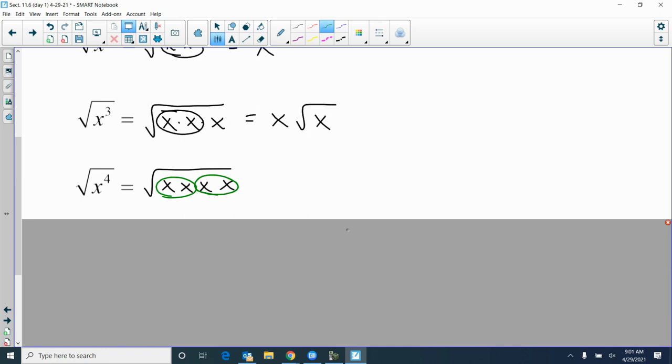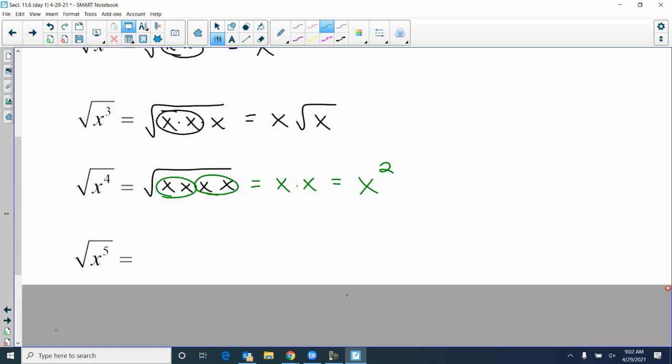Okay, now that means how many are on the outside? X squared on the outside. You get 2 of them on the outside. You multiply them back together, which gives you x squared. X squared. What's in the inside? Just nothing. There's nothing on the inside. If you have a case where everything is a pair and there's nothing left over, then the radical will be gone. If you took everything out, there's nothing left in the inside.